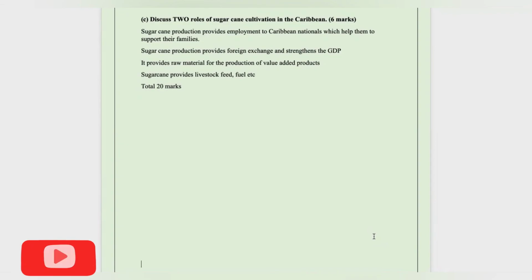So here I've provided four. The main one here is that sugarcane production provides employment to Caribbean nationals. Secondly, sugarcane production provides foreign exchange and strengthens the country's GDP. Sugar can be exported or it can be transformed into value-added products. Lastly, sugarcane provides livestock feed, sugarcane provides fuel, ethanol, and so forth.